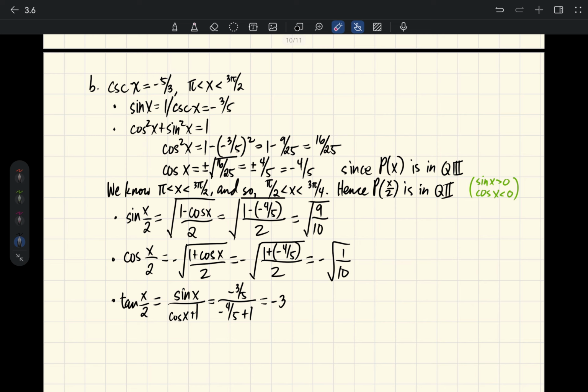So I hope it's clear right now how to find the trigonometric function values of half angles. First, find sine and cosine of x. Then after that, determine the location of P of x over 2 so that you can use the identities appropriately.